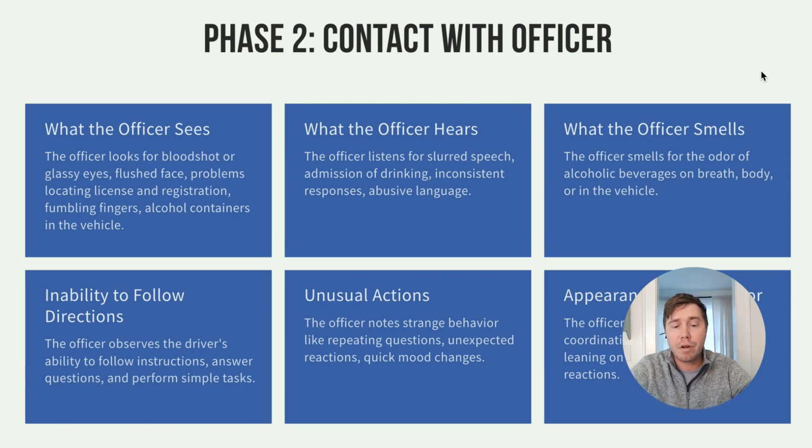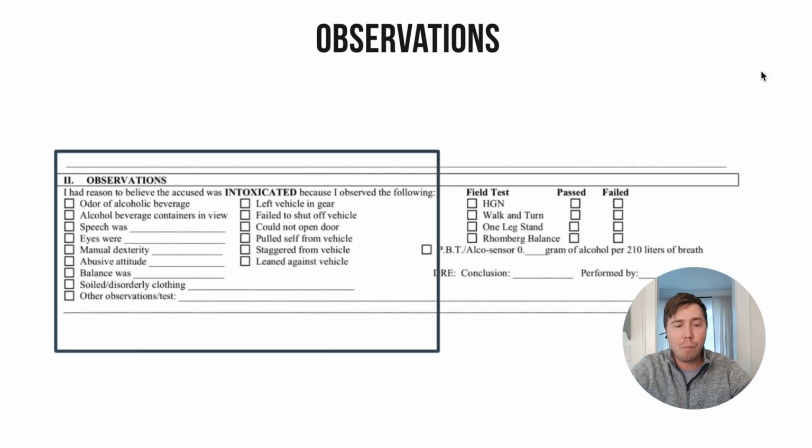And then they're going to be looking at how you are reacting. Are you slow to respond? Is there slurred speech? Are you unable to follow directions? Are you uncoordinated when you're reaching for things like your license or registration? They're going to be looking at your appearance. Do you have bloodshot eyes? Are you disheveled? Things like that. So ultimately, phase 2 involves contact with the officer, and there's a lot to it and a lot of things that they may see, hear, or smell that they would include in a report.